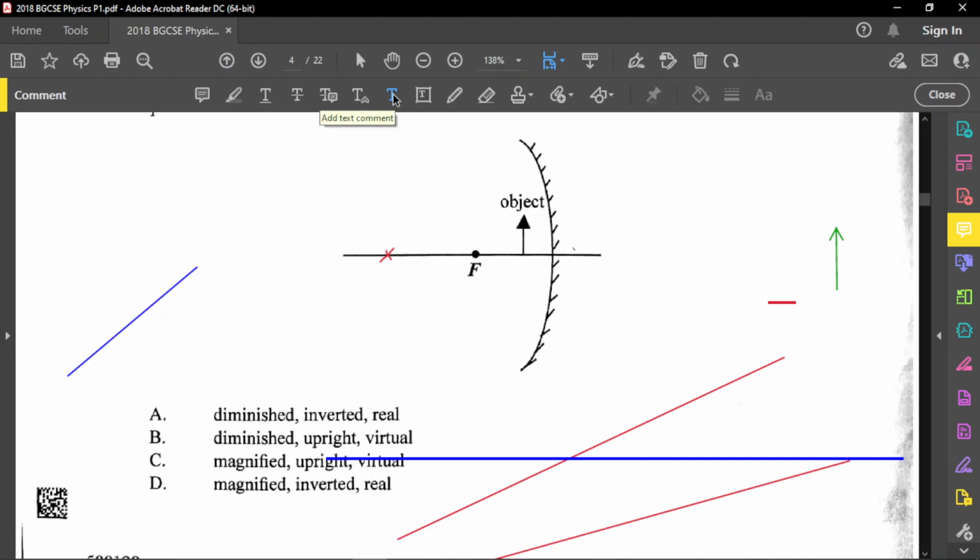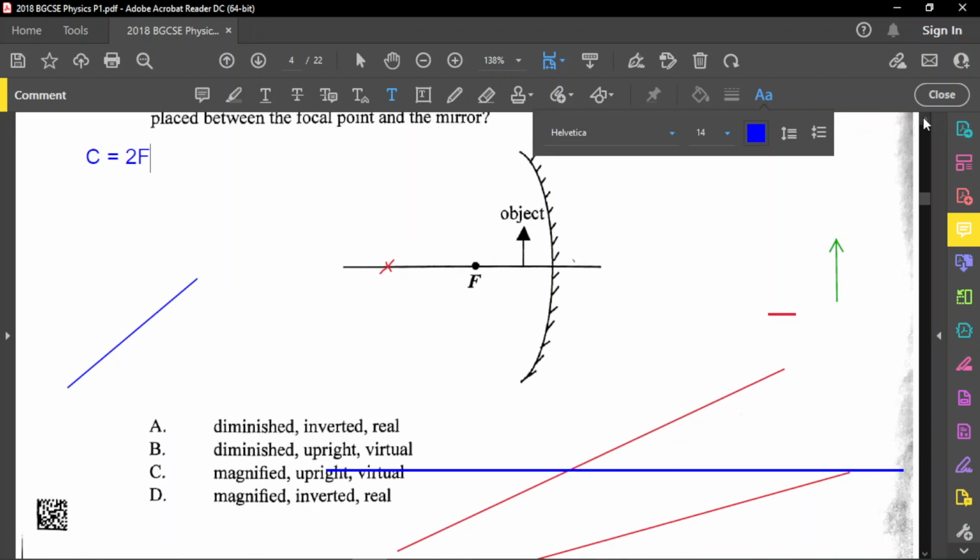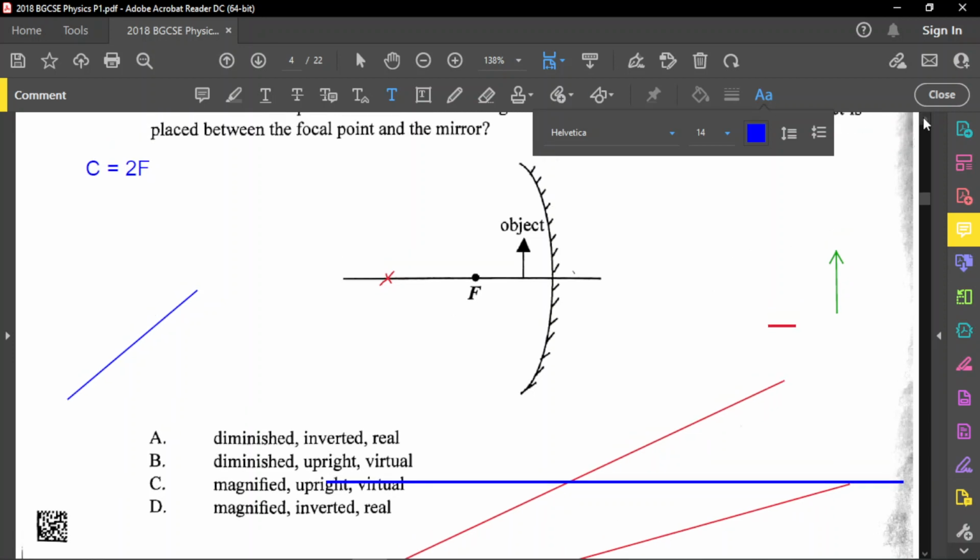Now I'm going to make a statement that is very important for you to note: 2F is the same as C. C is the center of curvature. Let's say C equals 2F, just to make you understand that. So this part where I marked the X is the same as 2F, which is the same thing as C, and C is the center of curvature. Now I'm going to go through the steps to show you how to actually draw the image-object relationship.